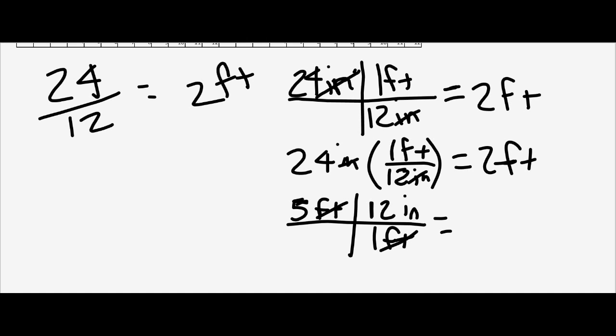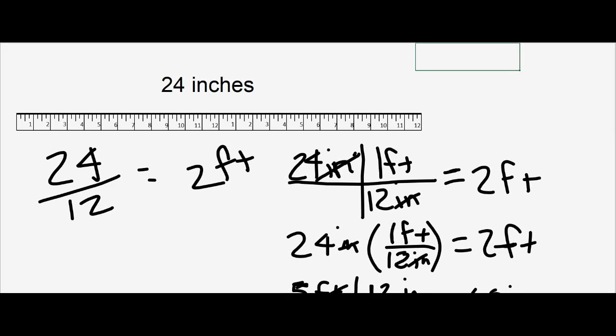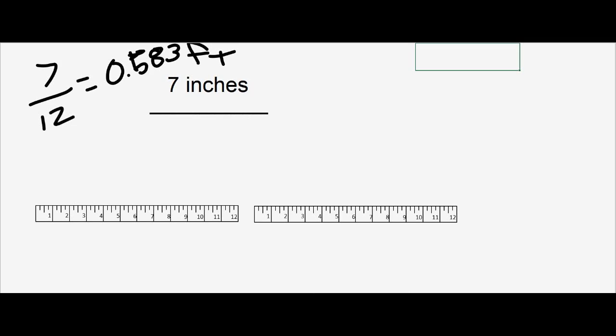Now the feet cancel. If you prefer, you can just think about the situation. Every foot is 12 inches. I have 5 feet, so I have 12 inches 5 times. So I do 5 times 12. It's fine to think about it that way. The point is, we need to be able to decide whether to multiply or divide. When we're changing units, we're either going to multiply or divide. It's important to know which one.